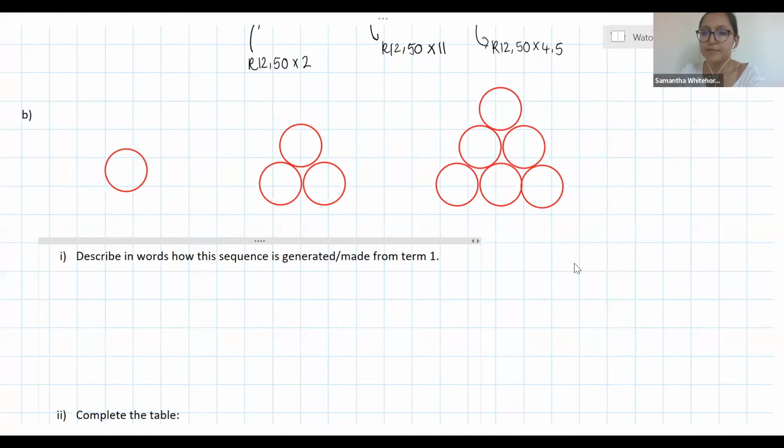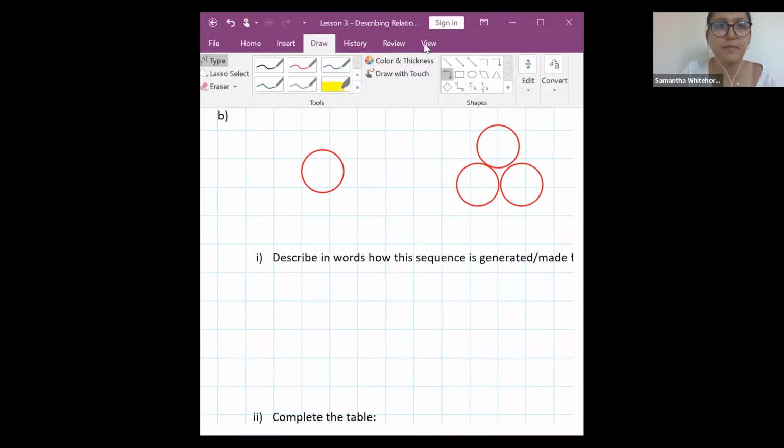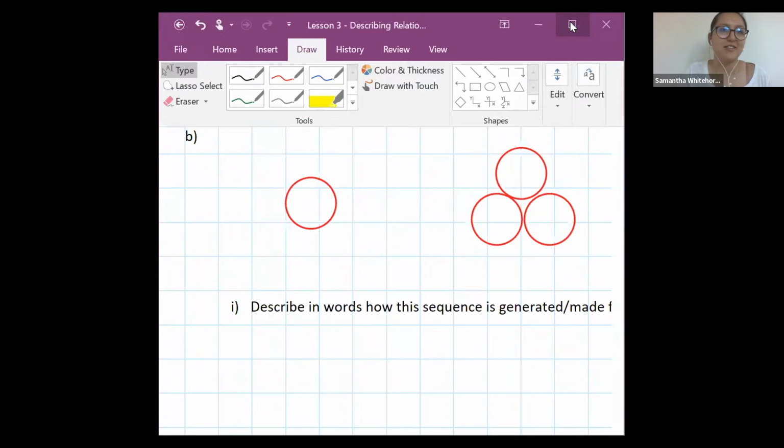Okay, Wanele, tell me. Hi, ma'am. To get from picture 1 to 2 to 3, you add 3 to each pattern. Sorry, I'm just going to fight with technology. Right, I got there in the end.